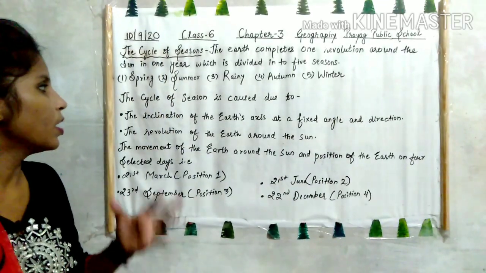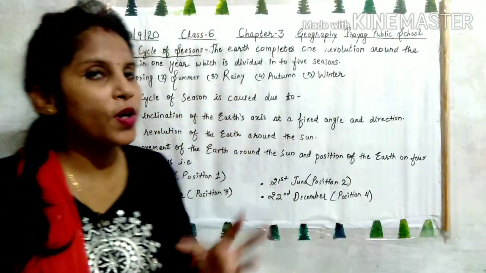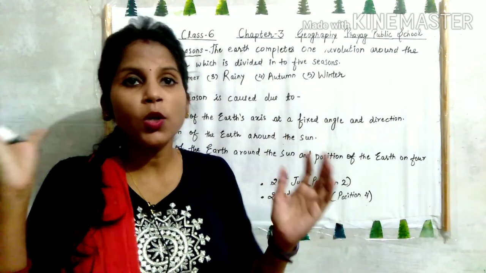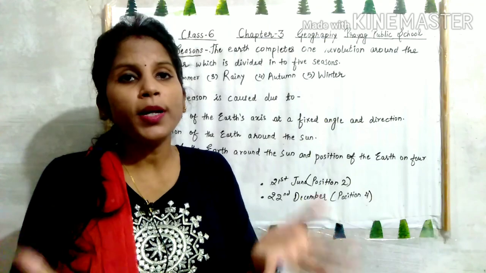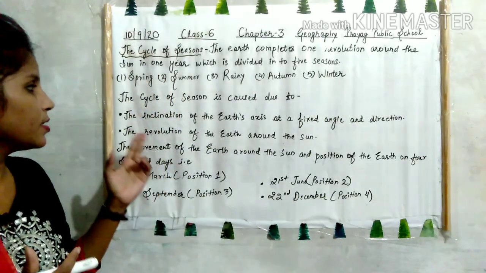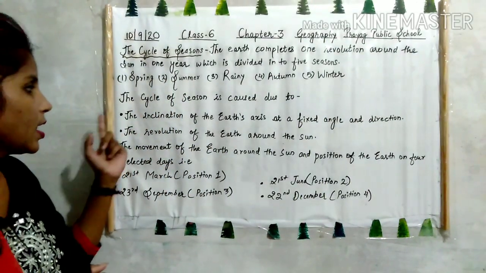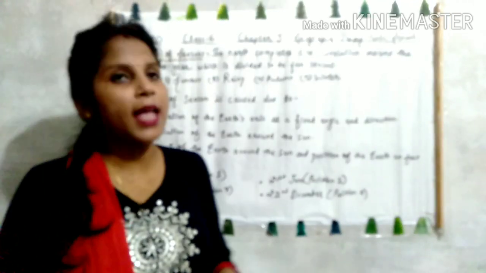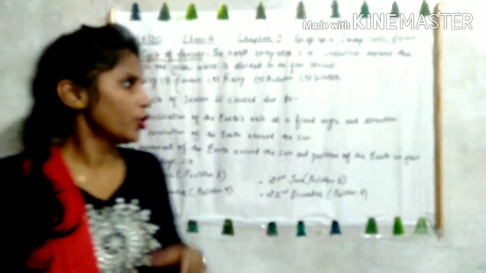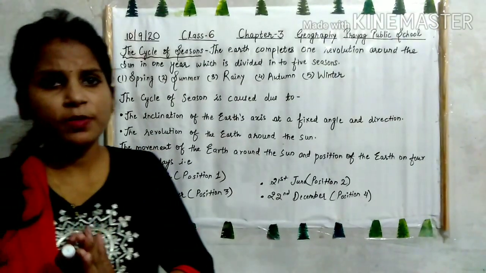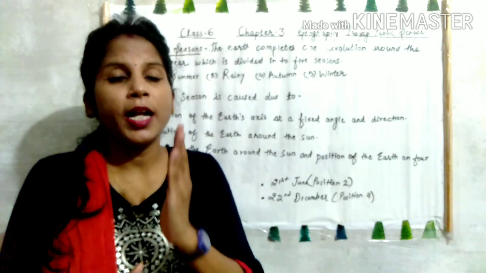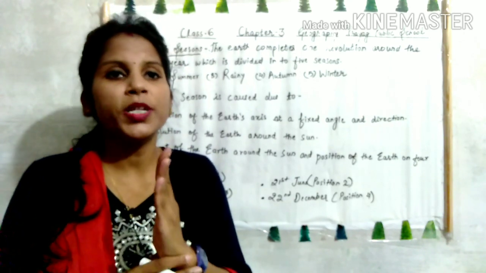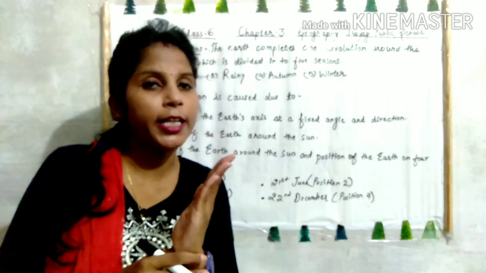Okay, now the cycle of season is caused due to, अब ये जो cycle होता है season का, जो चलता है whole year, how it is caused? It is caused by, the first one is the inclination of the earth's axis at a fixed angle and direction. जो inclination means tilting, जो झुकाव है, हमें पता है कि जो अर्थ है वो अपने एक्सिस, अपनी धुरी से थोड़ी सी टिल्टेड है. कितनी टिल्टेड है?